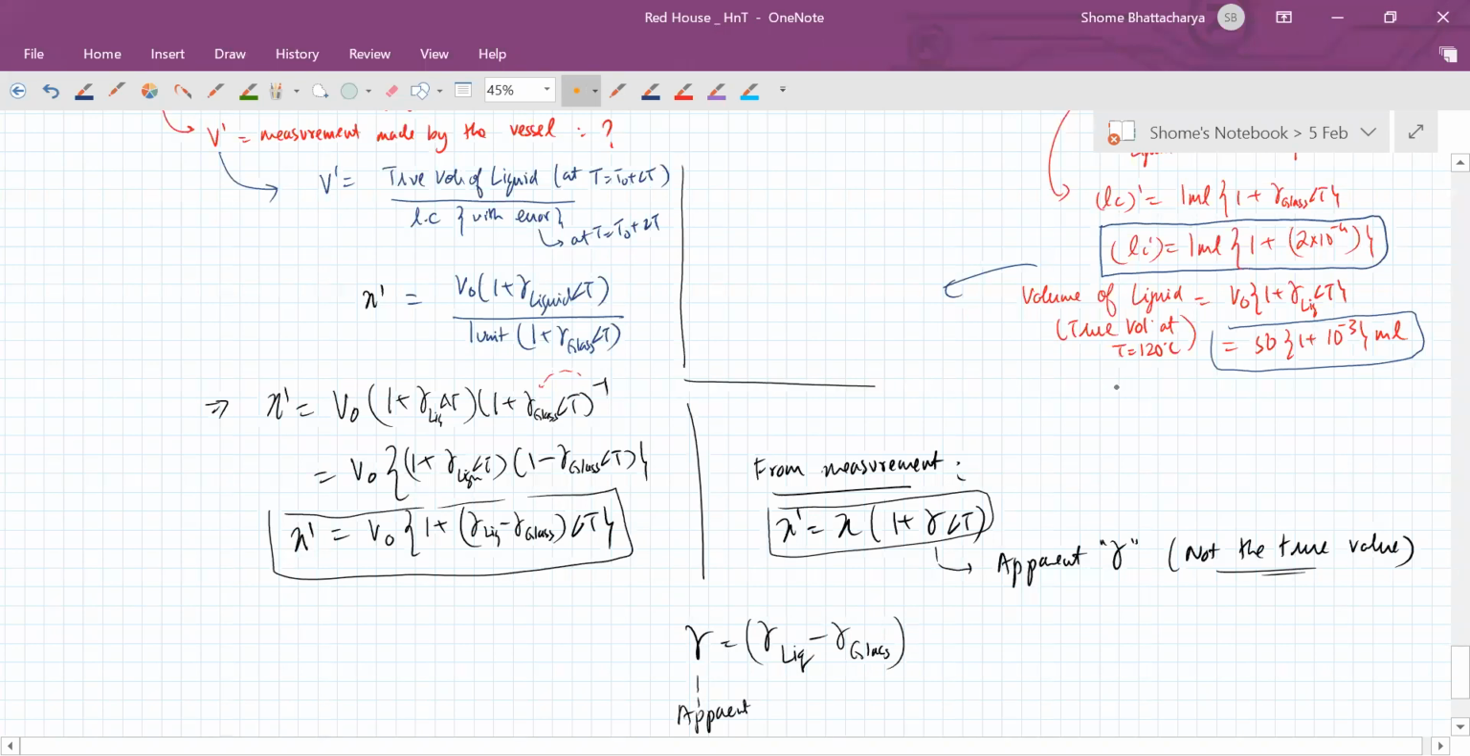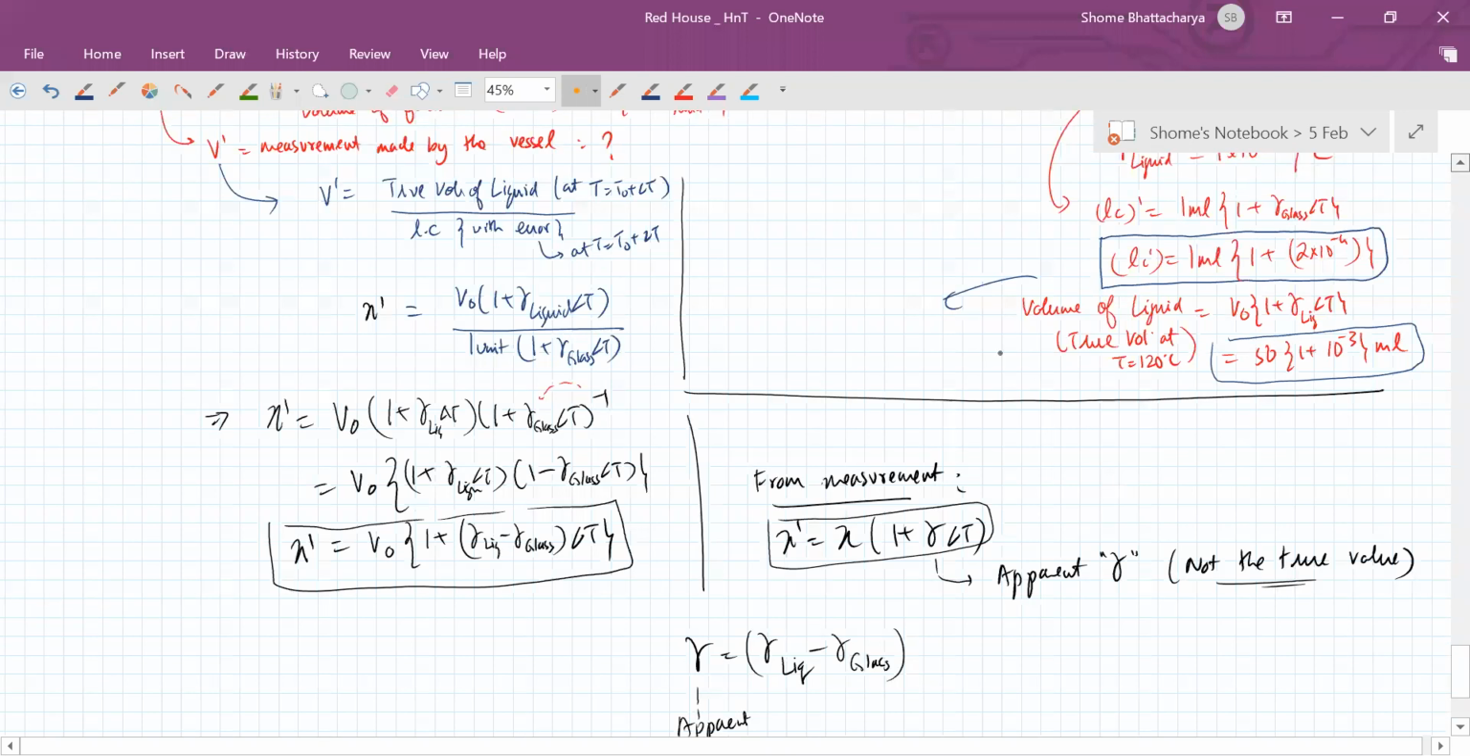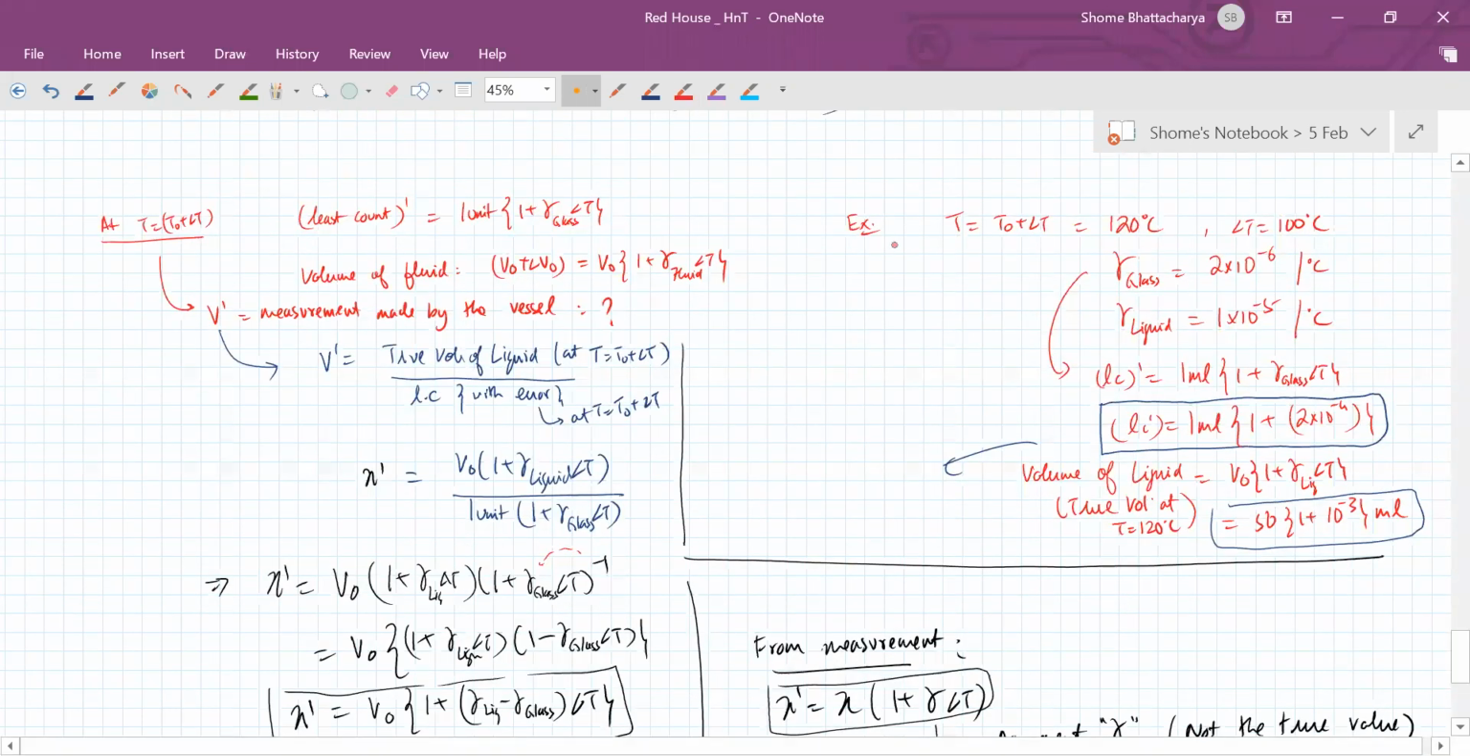Okay, so same thing now I'm going to demonstrate with a numerical example. In the numerical example, see what is happening is that the measured value at this temperature is going to be the true volume divided by the new least count. So the true volume was how much? It was this value, 50 into 1 plus 10 raised per minus 3.